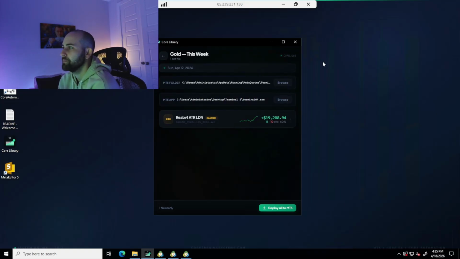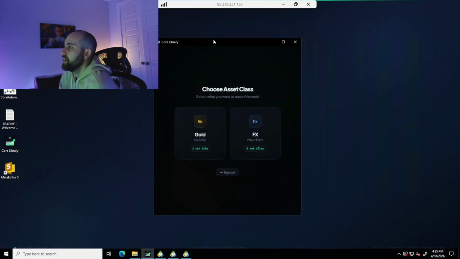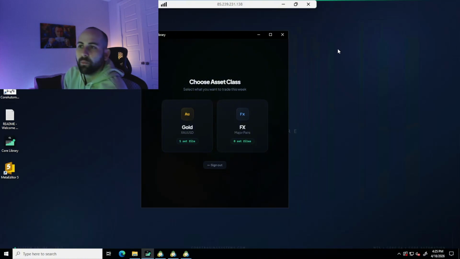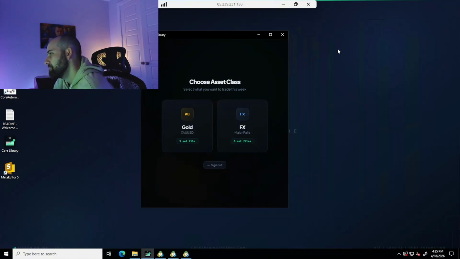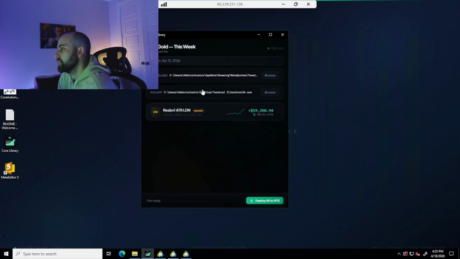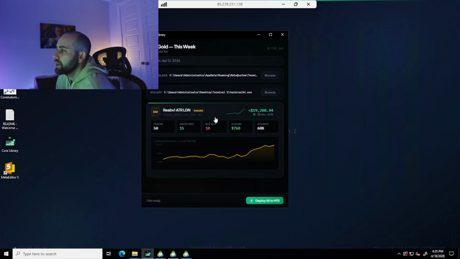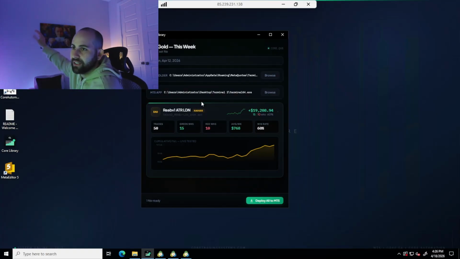It's very simple. It's a program that you will basically open up, and you'll get to choose your FX or gold, whatever you're trading that week. And basically it will show you the data on the set file for that week. So every week our system automatically will test the best strategy, and it will upload them to this software.